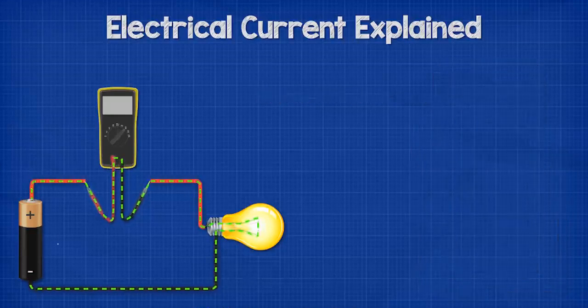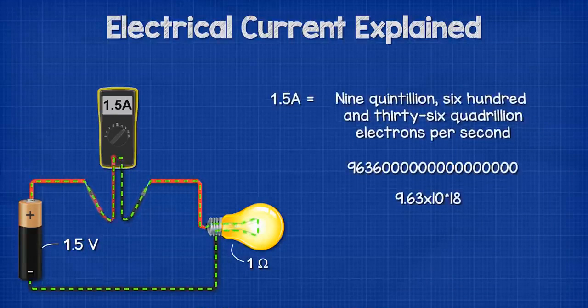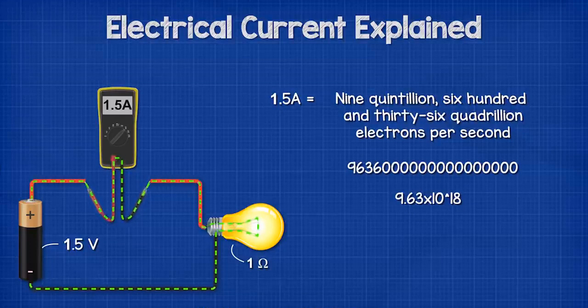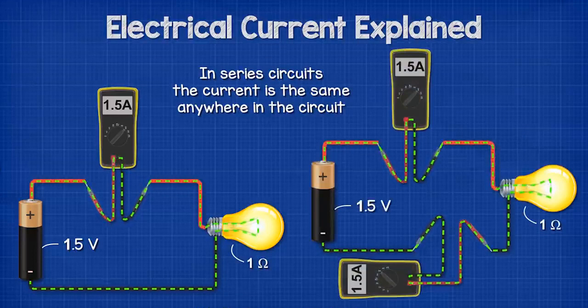If we connect this 1.5 volt battery and this lamp, which has a resistance of 1 ohm, then we get a current reading of 1.5 amps, which means 9,636 quadrillion electrons are flowing through the lamp every second. Because the components of this circuit are wired in series, the current is the same anywhere in the circuit, so we can take a measurement anywhere and it's the same value.